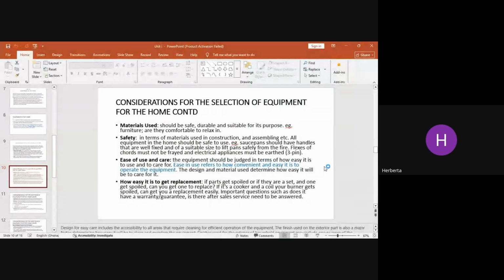Then the ease of use and care, how convenient and easy it is to operate that item, as well as the design of the item. Then how easily you can get replacement of various parts. So for the item that I've bought, when something gets spoiled on it, is it easy for me to get the various parts to fix it so that it can be used again?